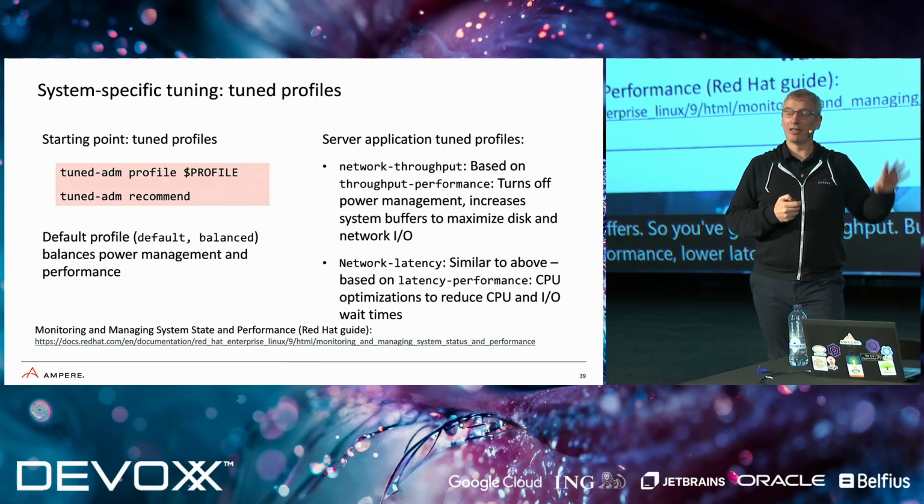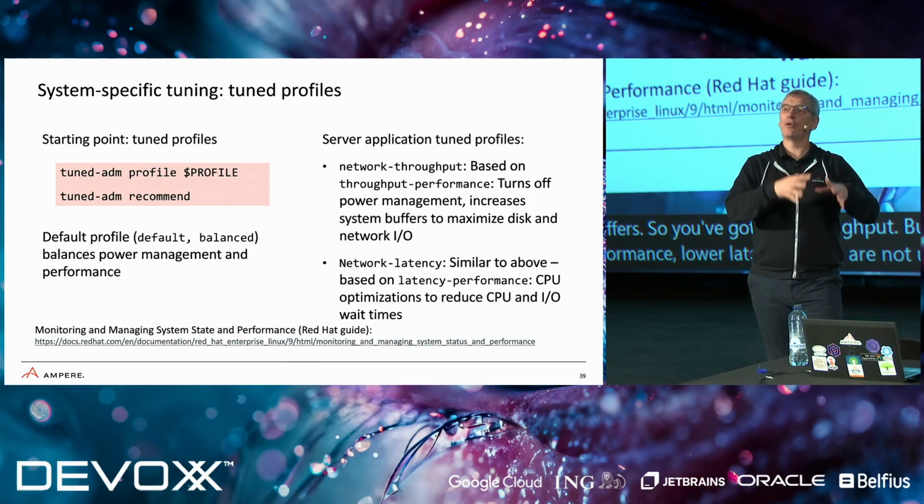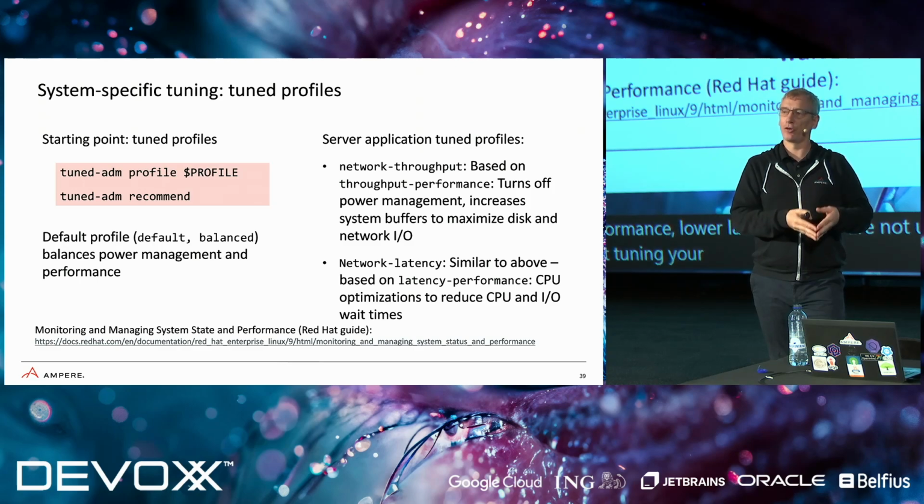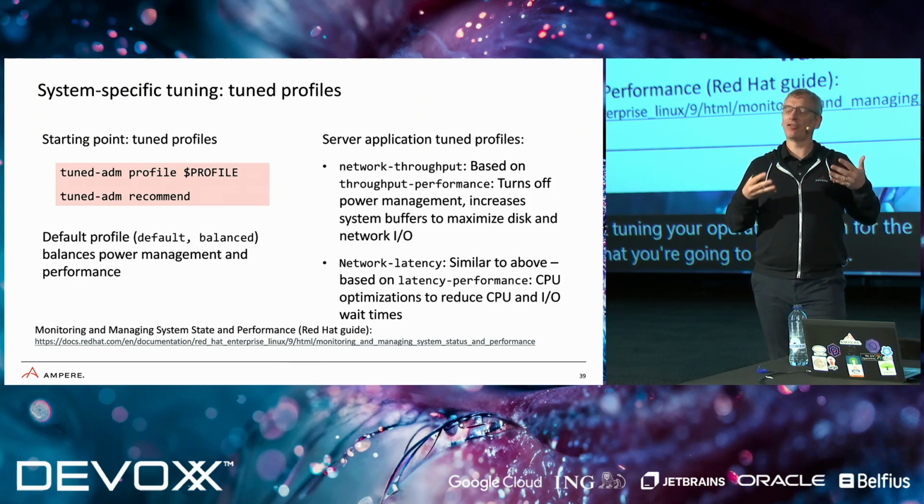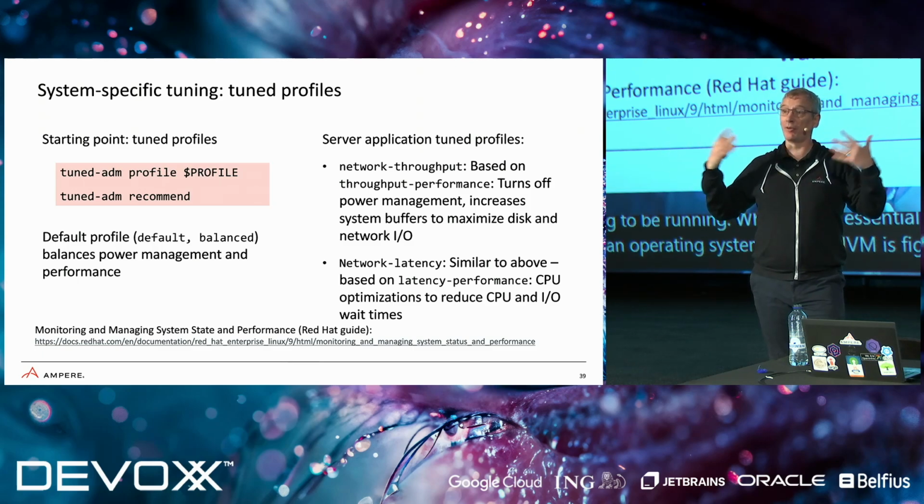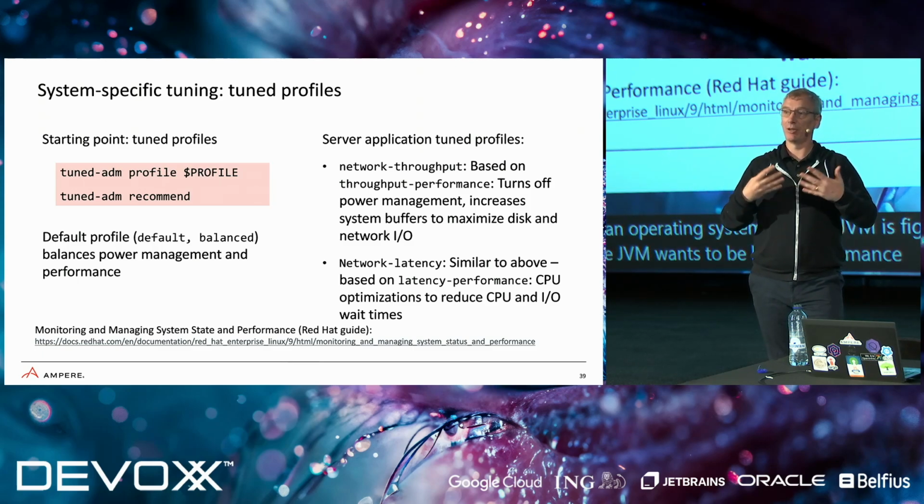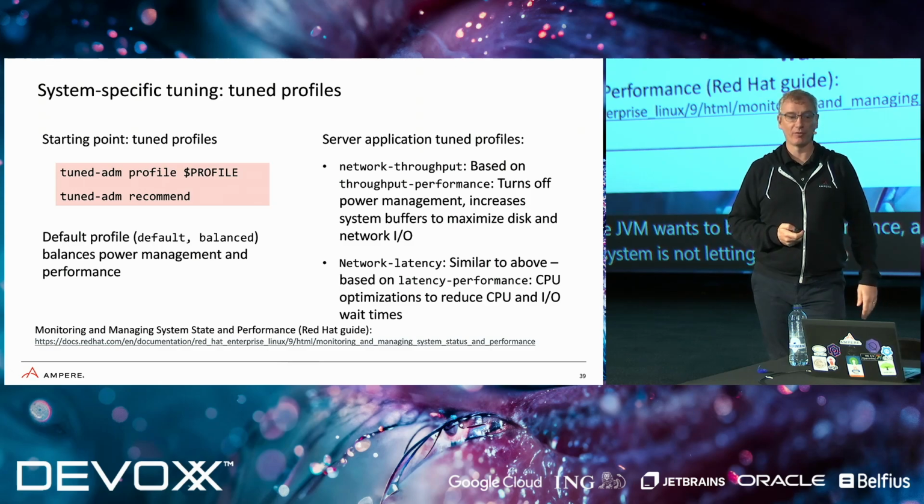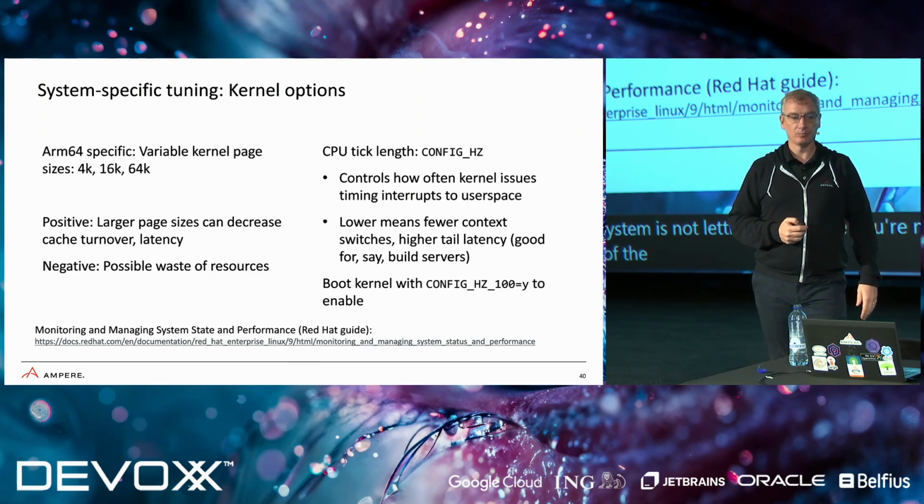If you are not tuning your operating system for the workload that you're going to be running, what you've essentially got is an operating system that the JVM is fighting against. The JVM wants to be high performance, and the operating system is not letting it because you're not getting all of the performance the system can make available.